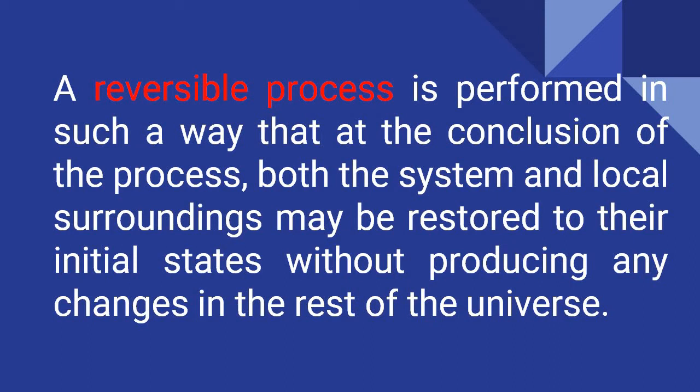And now, a reversible process is performed in such a way that at the conclusion of the process, both the system and local surroundings may be restored to their initial states without producing any changes in the rest of the universe. So here also the system is again coming back to its initial state, as we have mentioned in your cyclic process. But the difference is that before starting the process, what was the condition of system and surroundings? It is brought back. And in cyclic process, there is no consideration of surroundings.